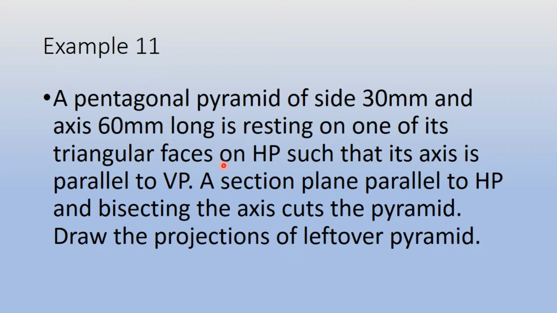So here this is a very interesting question. It is a pentagonal pyramid which is resting on one of its triangular faces. If it is a pentagonal pyramid, that means it will have five triangular faces and one of them is resting on the HP. So this pentagonal pyramid is lying on the HP and the axis is parallel to VP. One more thing here, the section plane is parallel to HP. This is very important, and bisecting the axis.